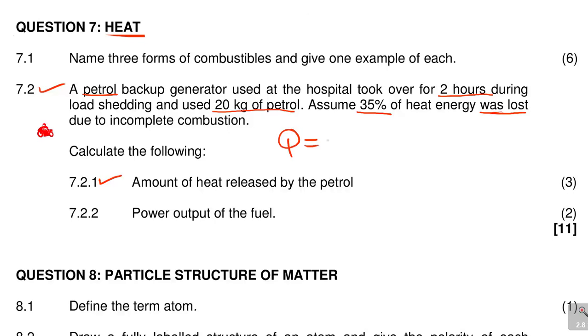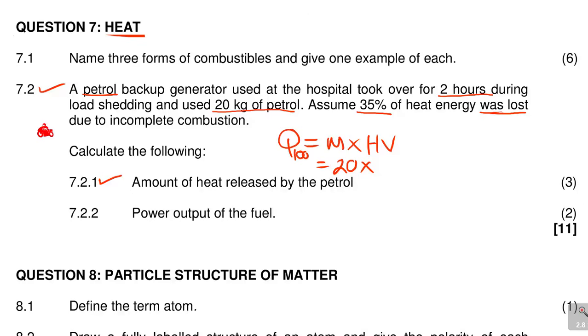So Q is equal to mass times the heat value, which is HV. If you multiply the mass of that particular substance times its heat value, you're going to find the heat released. So let's assume this was the heat at 100%. So the heat at 100% is the mass of coal, which is 20, times the heat value.